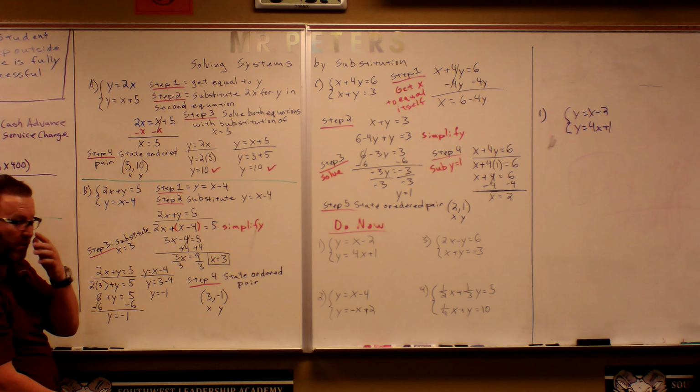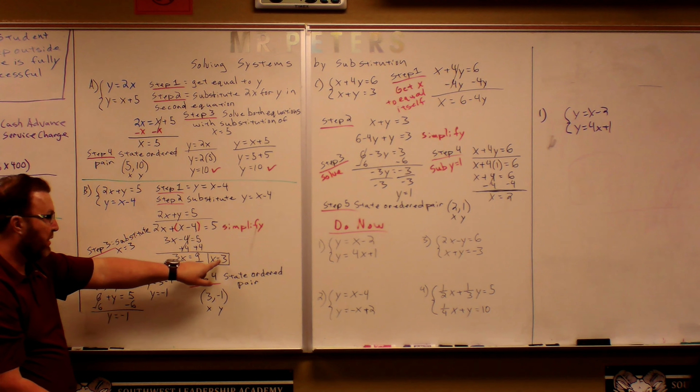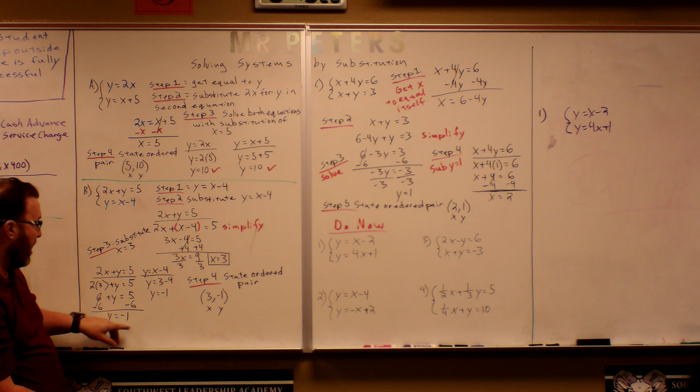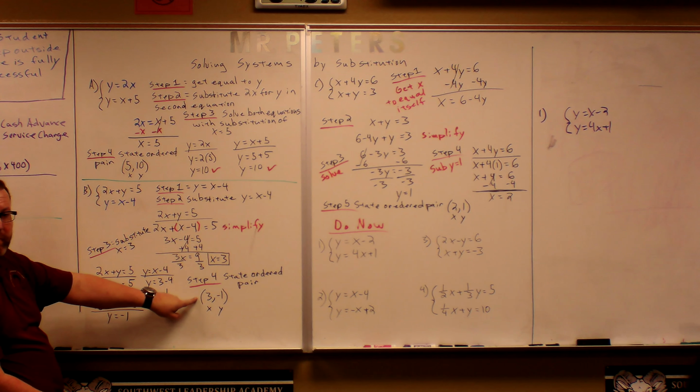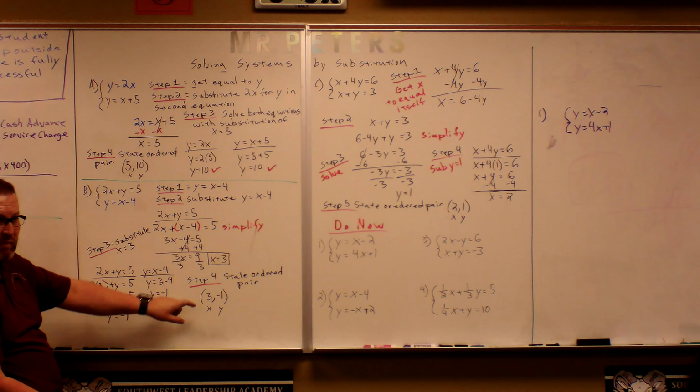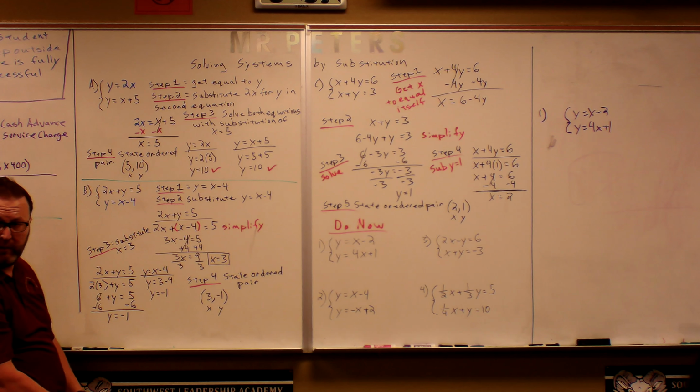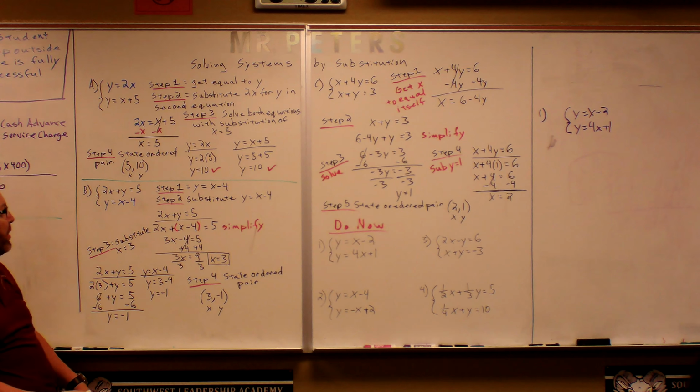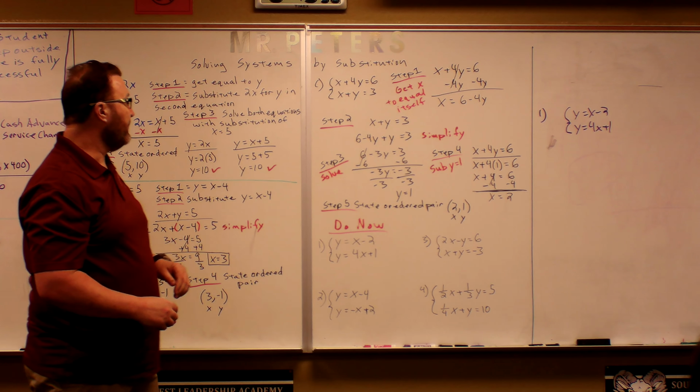So we know that we have the right answer. So, last step, our x is 3, our y is negative 1. There's our ordered pair: 3 and minus 1. Clear? We're good? Okay, let's move on to the next one.